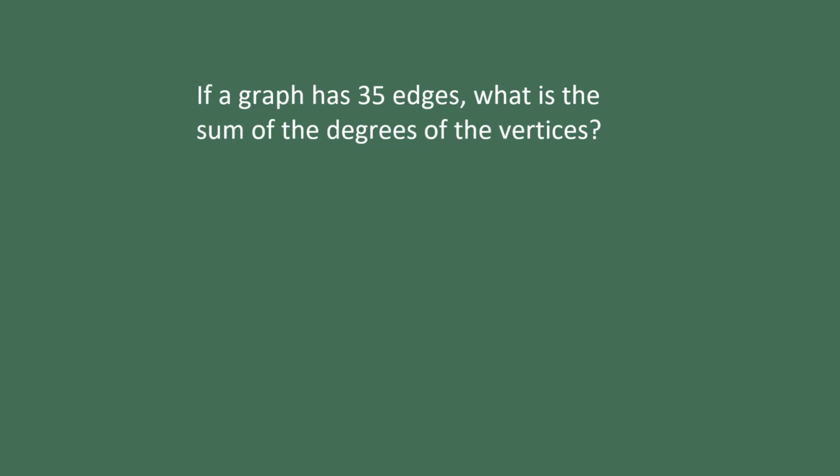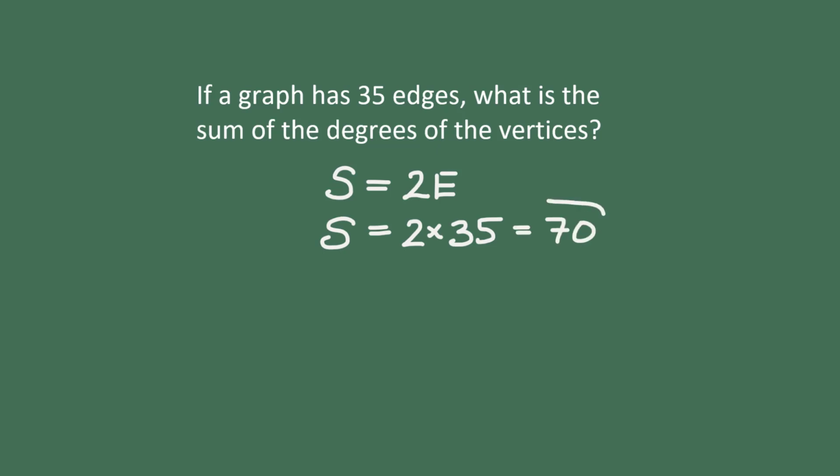If a graph has 35 edges, what's the sum of the degrees of the vertices? I'm going to write down that the sum of the degrees is equal to 2 times the number of edges. Since we're given the number of edges, we can multiply it by 2 to get the sum of the degrees. So the sum of the degrees will be 70.